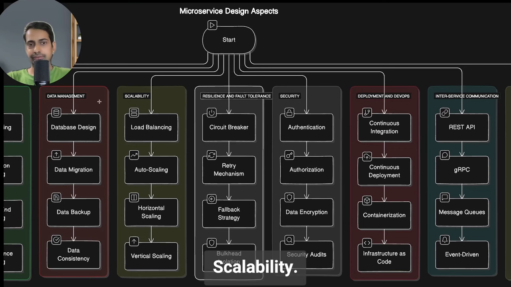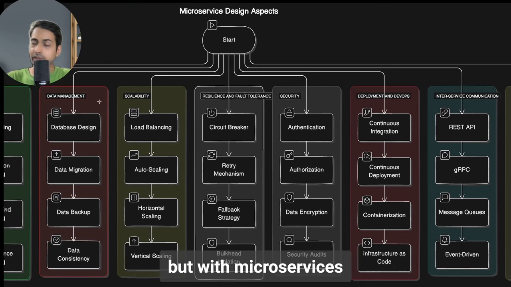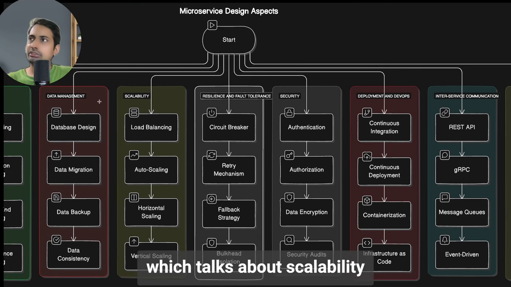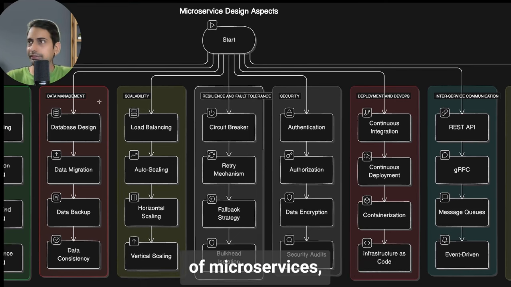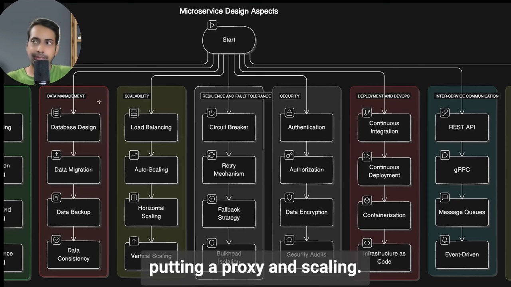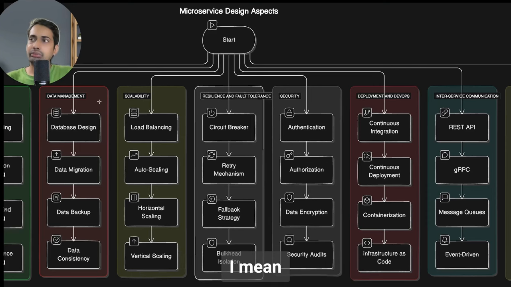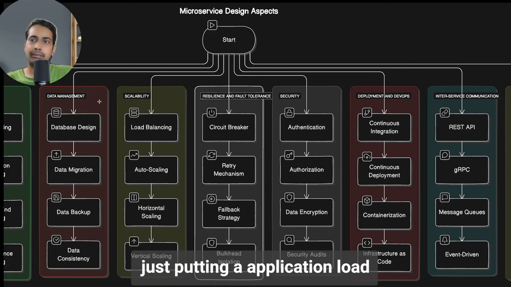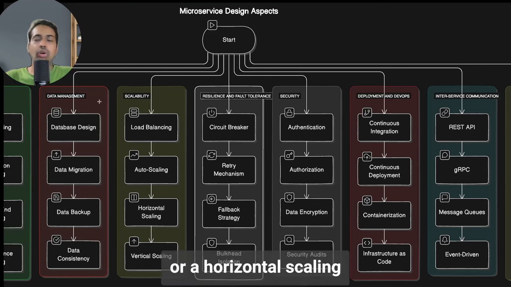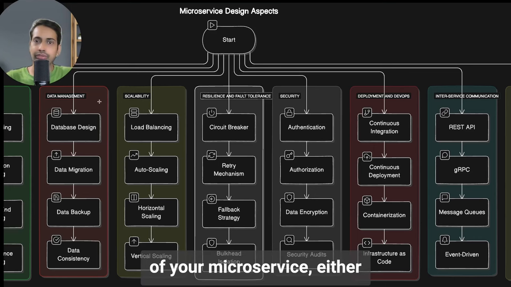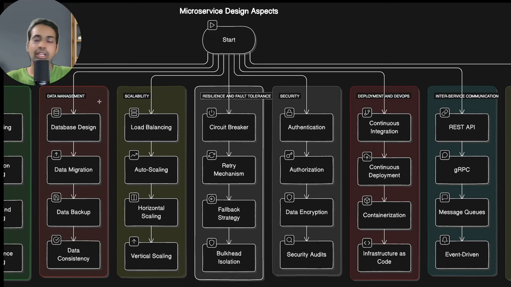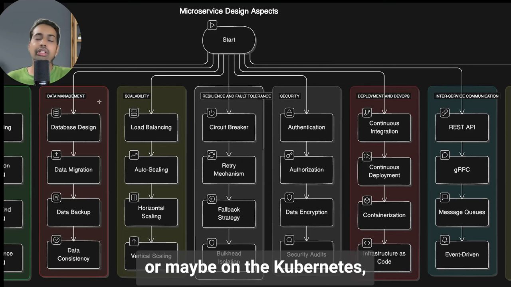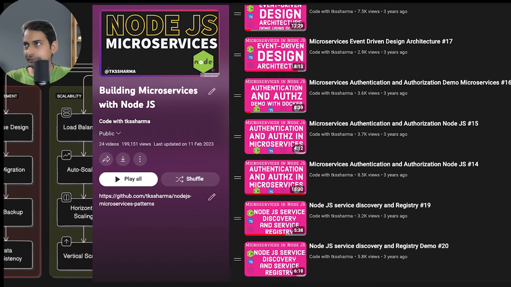Now scalability. I haven't touched this particular point, but with microservices, we will be talking about this a lot. There can be a separate playlist which talks about scalability of microservices, load balancing, putting a proxy, and scaling. I mean putting a load balancer just by using Nginx, putting an application load balancer on AWS, or horizontal or vertical scaling of your microservice, either Node.js or Nest.js, when you are deploying your service either on EC2, on containers with ECS, or maybe on Kubernetes.